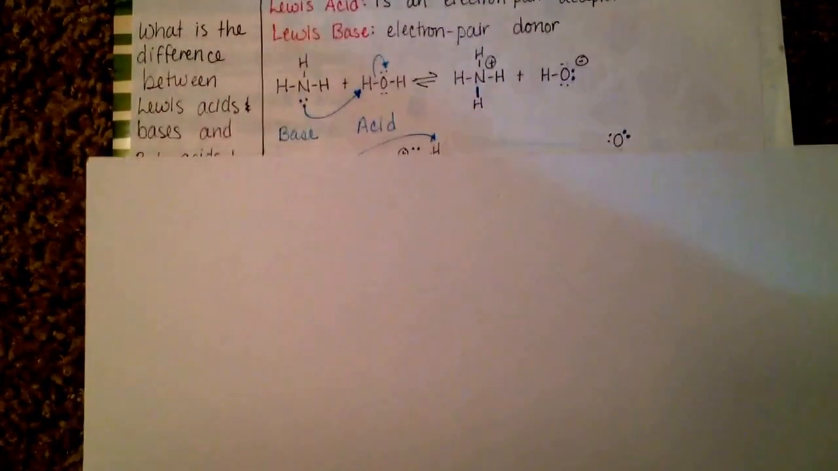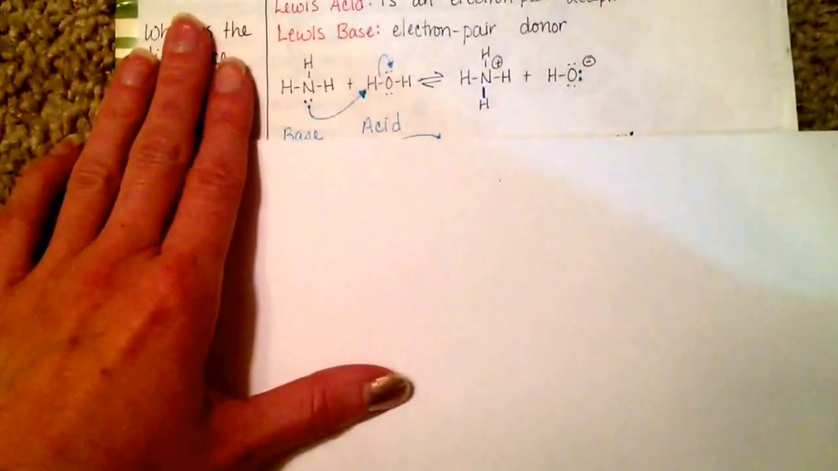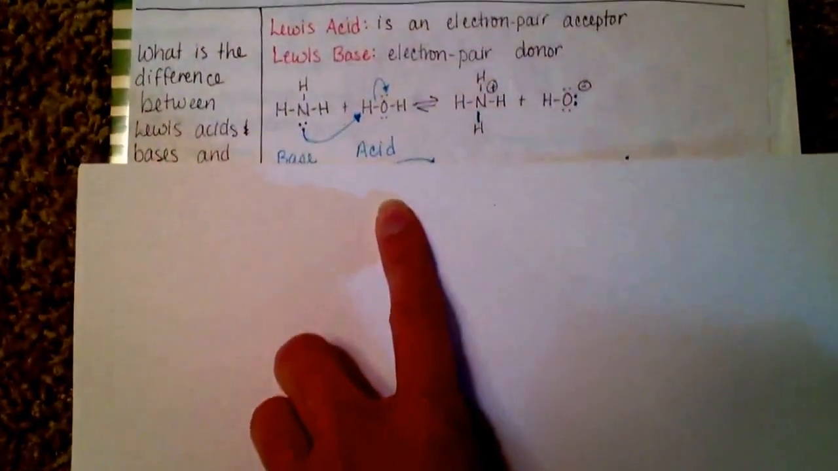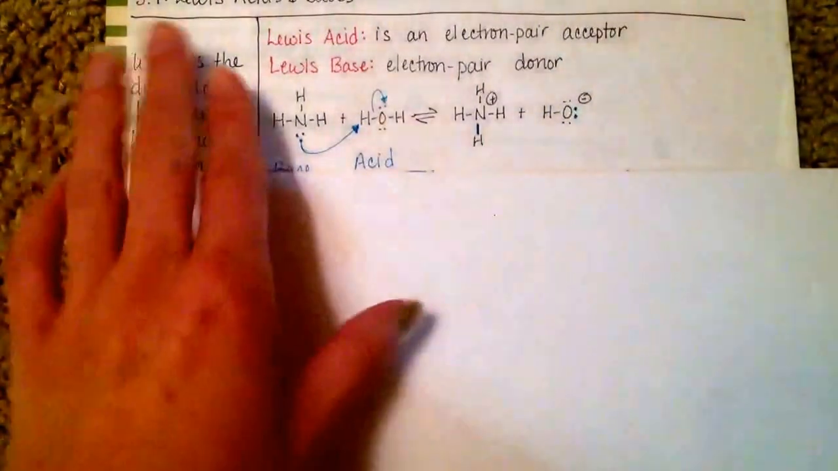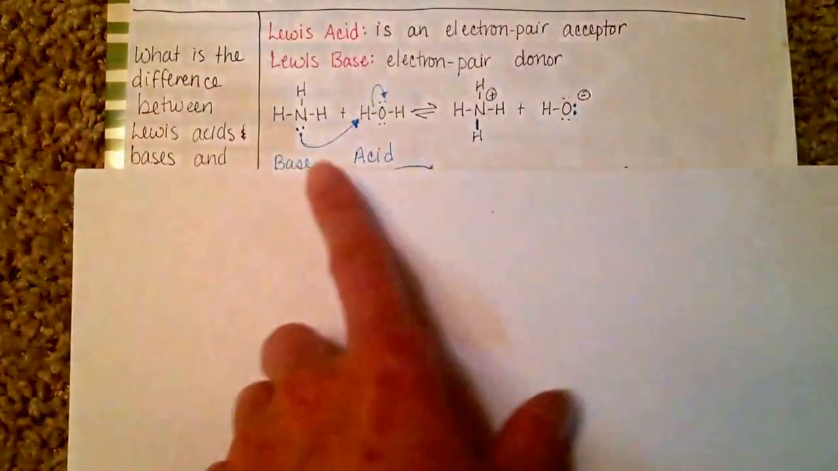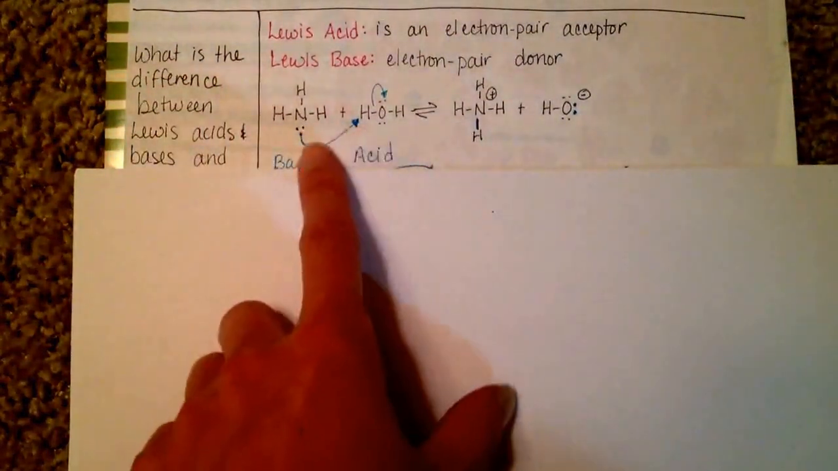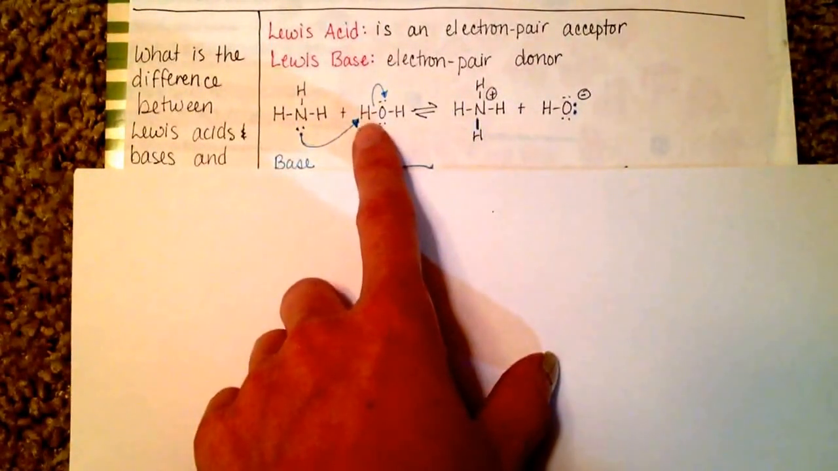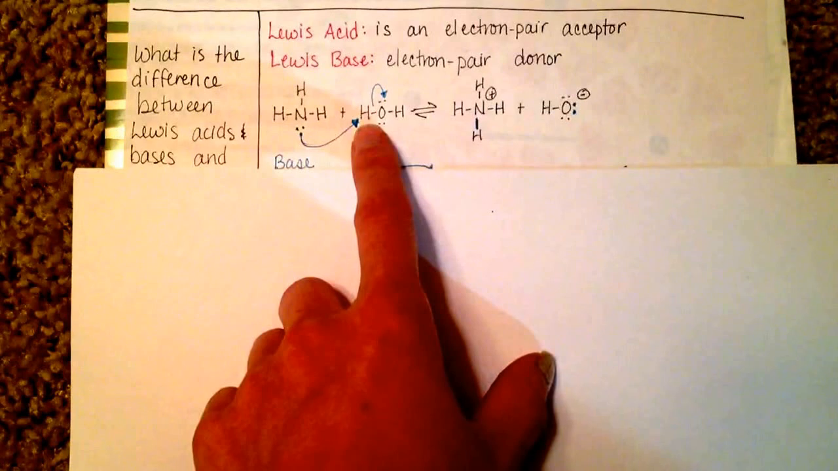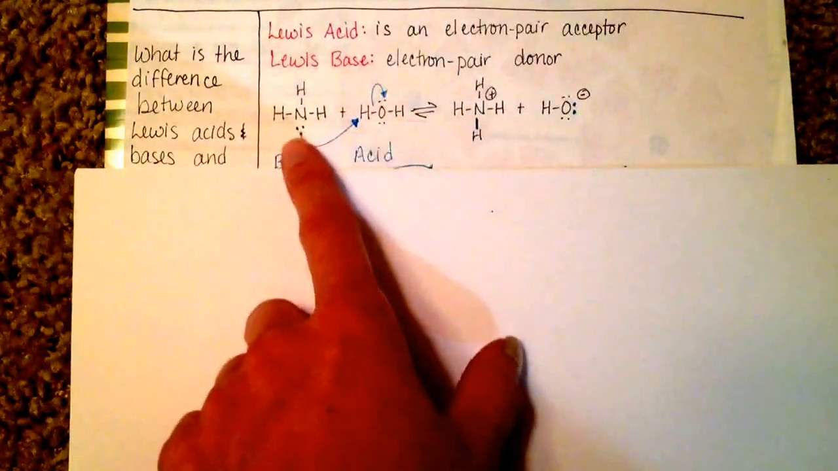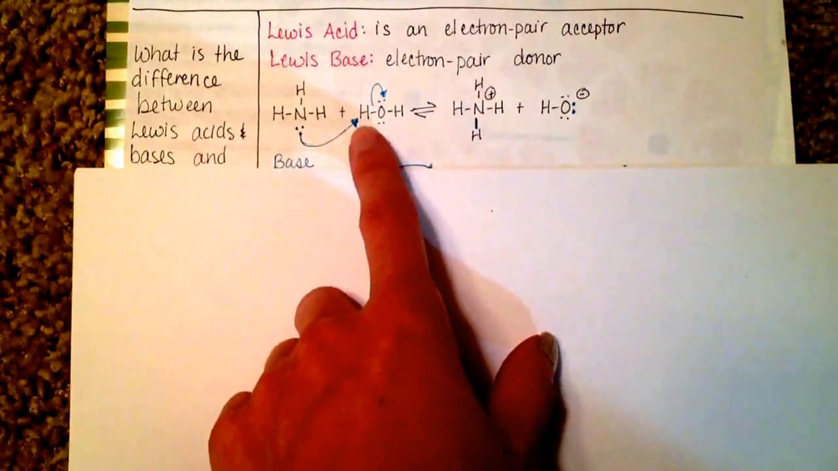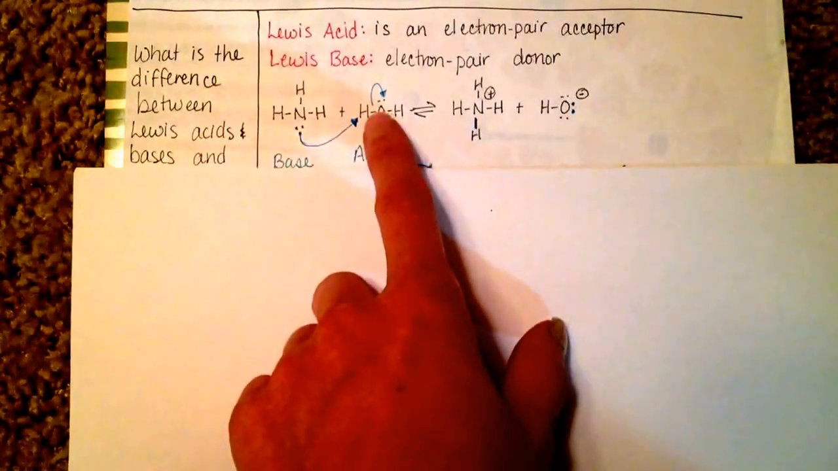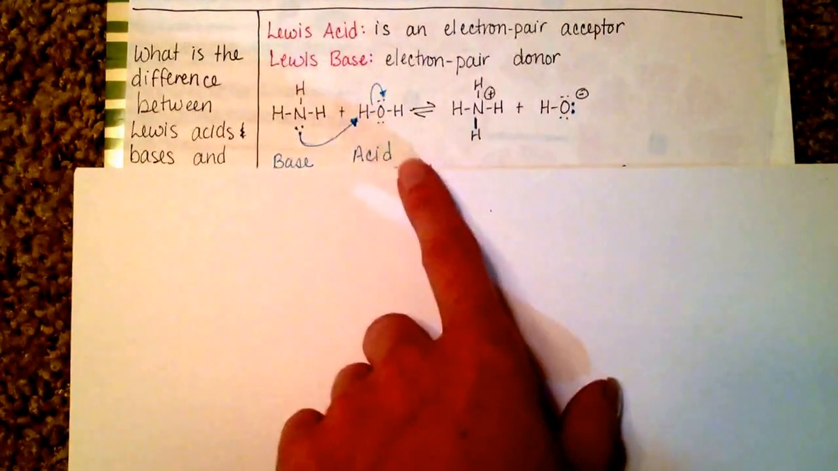Using the Lewis method, we're going to come to the same conclusion that ammonia is the base and water is the acid, although in this case we're thinking about it differently. We're saying that the base is the electron pair donor. The lone pair of electrons on the nitrogen are being donated to form the new covalent nitrogen-hydrogen bond, and that makes ammonia the base. The water molecule is accepting those electrons, and that makes it the acid.